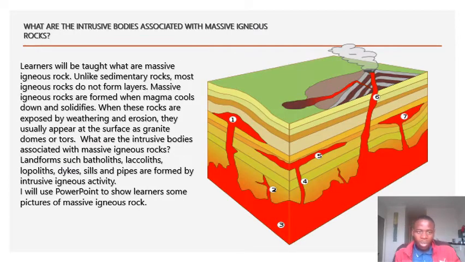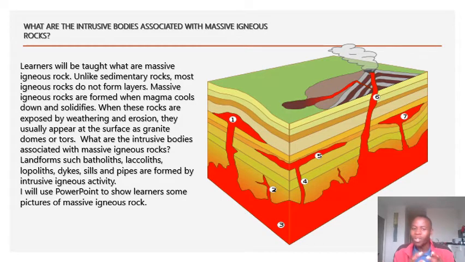Class, here I have what we call intrusive bodies associated with the massive igneous rock. There I have a diagram. I think, as all of you are sitting in front of your computers, we can all see this diagram clearly. So therefore, class, most igneous rocks do not form layers. Massive igneous rocks are formed when the magma cools down and solidifies. I think we all know about the magma and the way it solidifies.